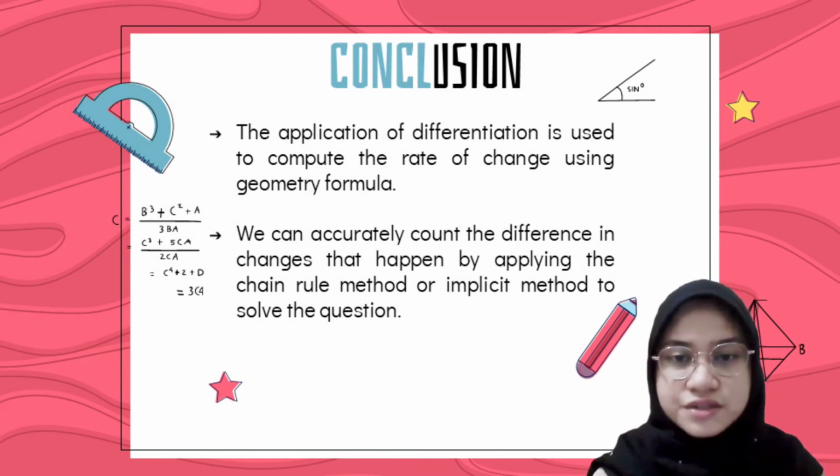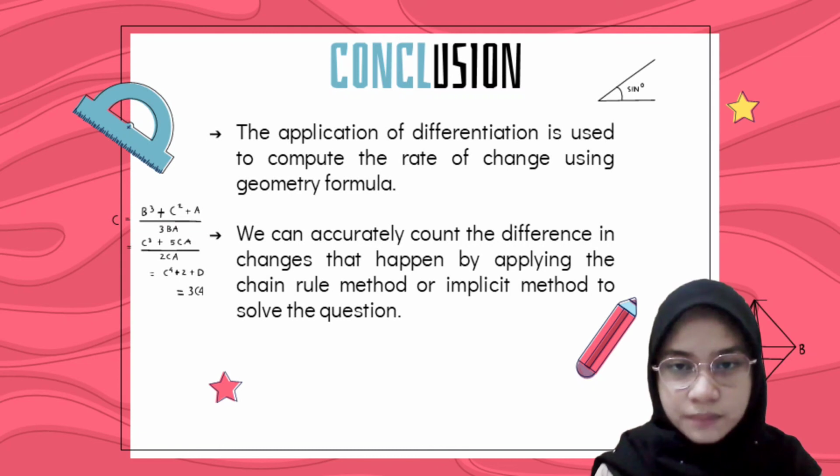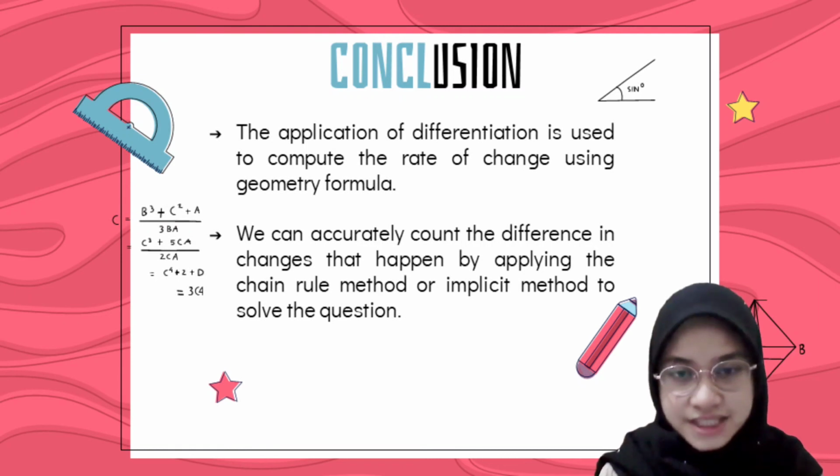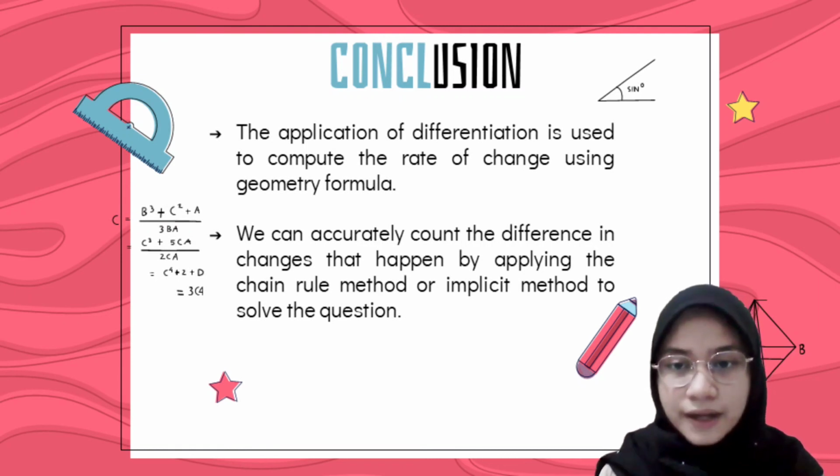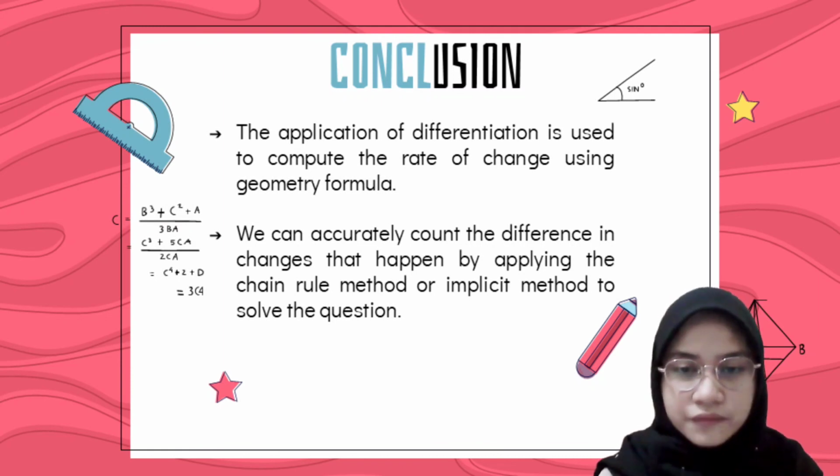In conclusion to that, the application of differentiation is used to compute the rate of change using geometry formulas. We can accurately count the difference in changes that happen by applying the chain rule method or implicit method to solve the question.